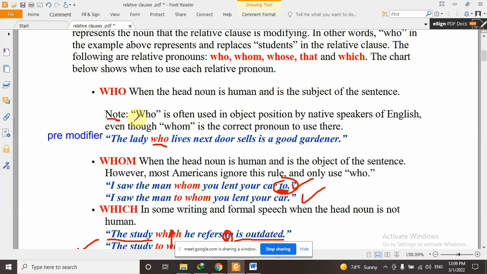Look at this. Who is often used in object position. But who is using this who? The American people. Americans use who instead of the object form. British people don't use who for the object. They use whom for the object.